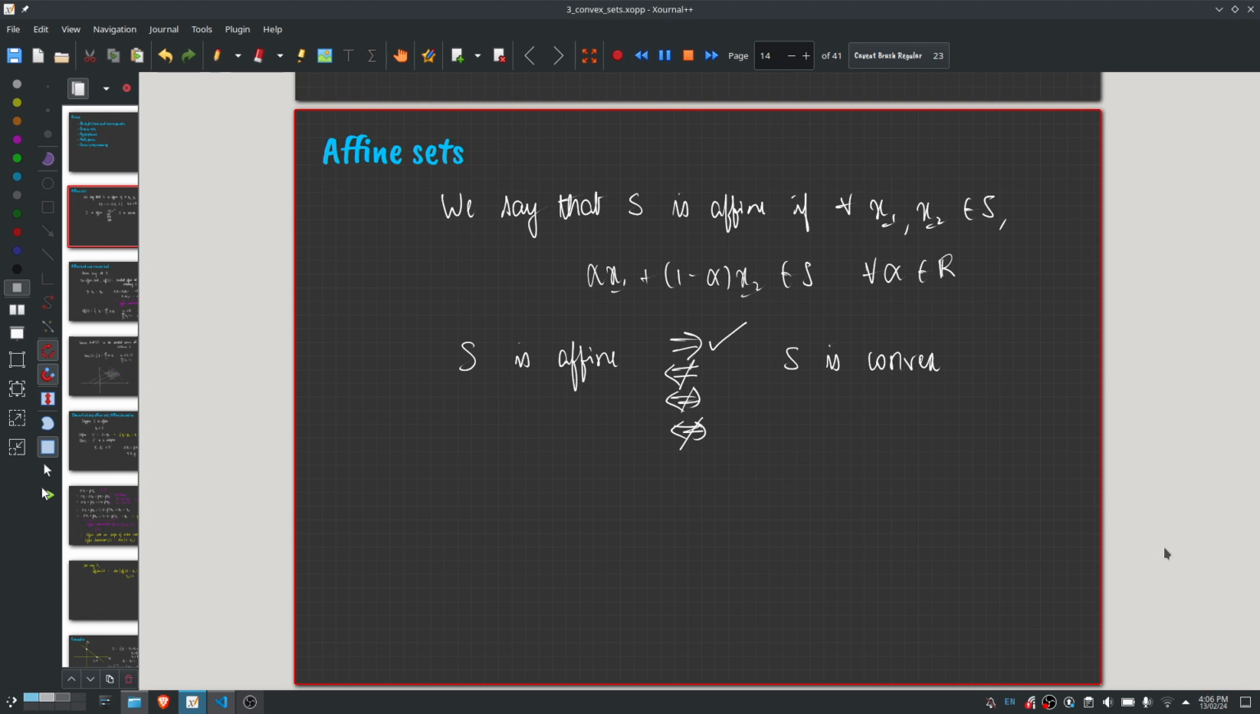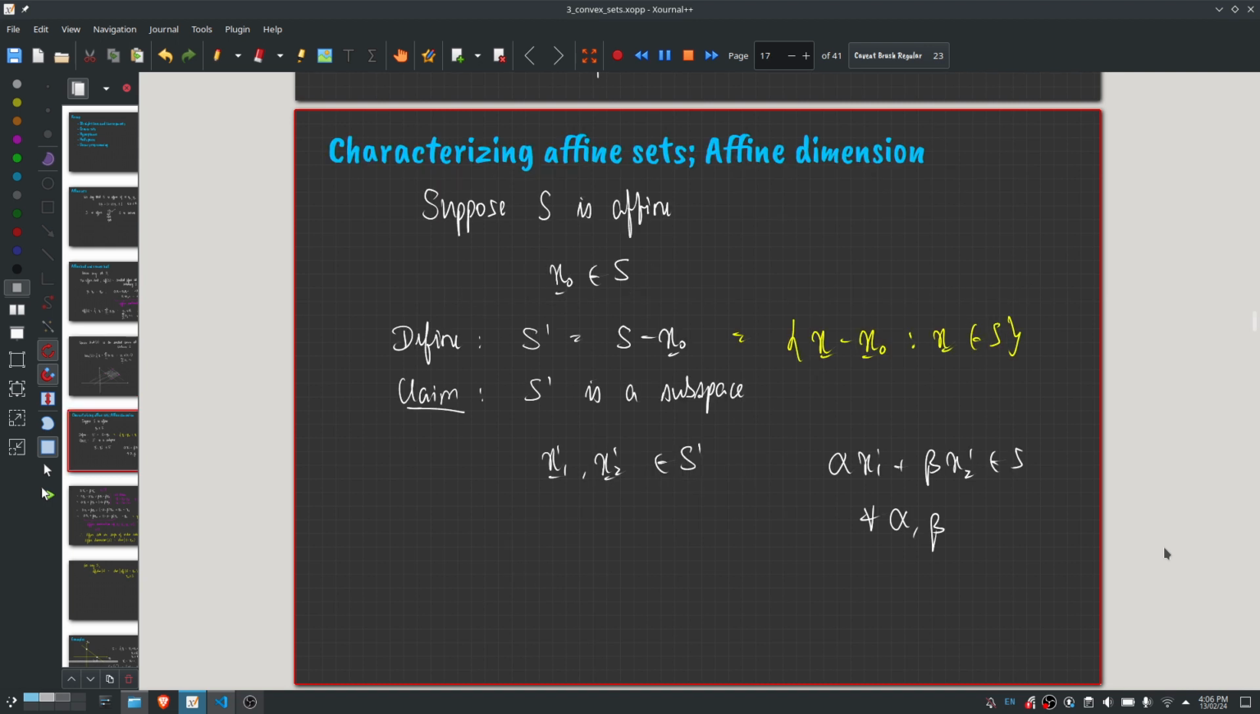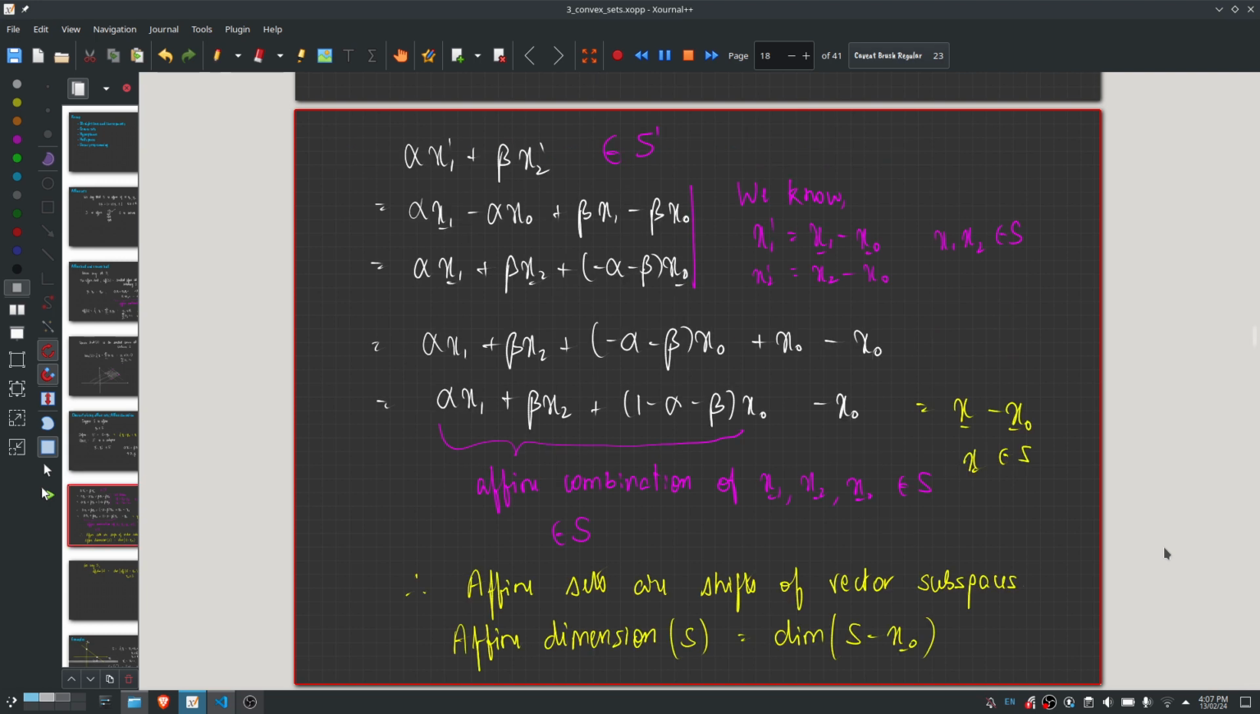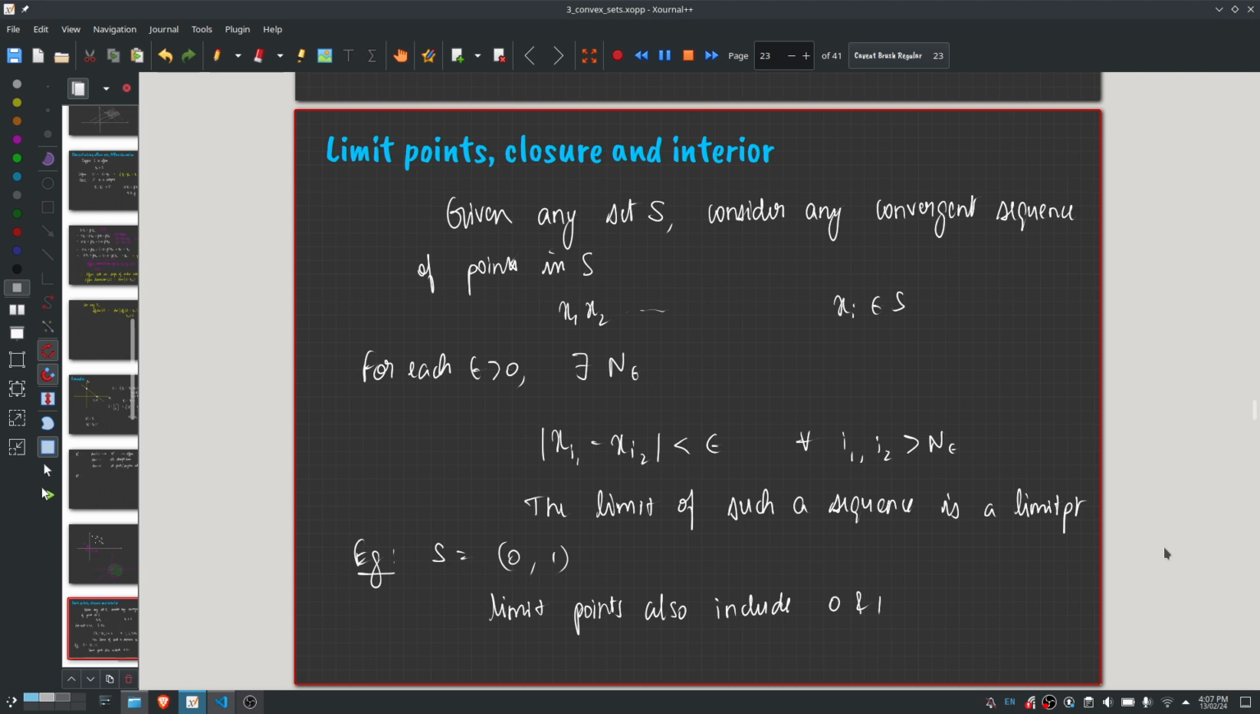Okay, so in the last class we discussed affine sets. We said that a set is affine if, given any 2 points, the entire straight line passing through those points also lies inside the set. And we defined the affine and convex hull, and we saw that affine sets are essentially shifts of vector subspaces, right? So that essentially characterizes all possible affine sets. We saw a number of examples, and towards the end we discussed what limit points were.